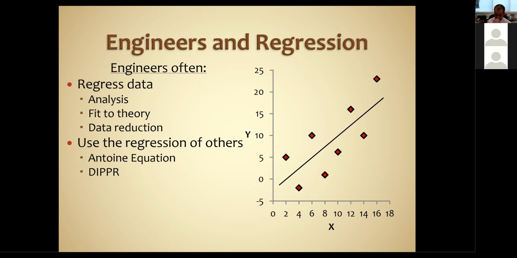Or Antoine equations, right? Antoine equations are another example where we don't want to store tables and tables of vapor pressure data that you'd then have to interpolate through. We want to create an equation where you just have to store a bunch of constants. And so there you get some examples of why we use regression.